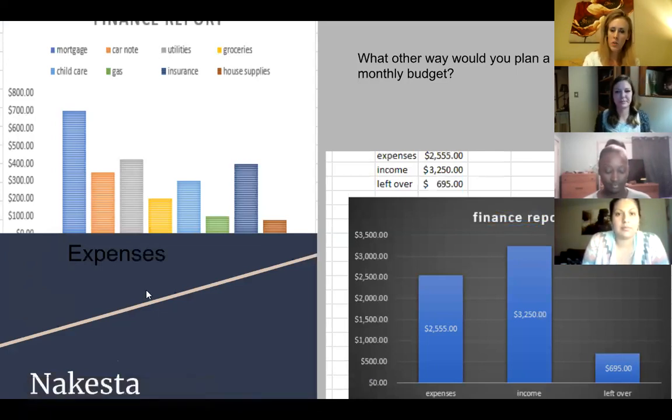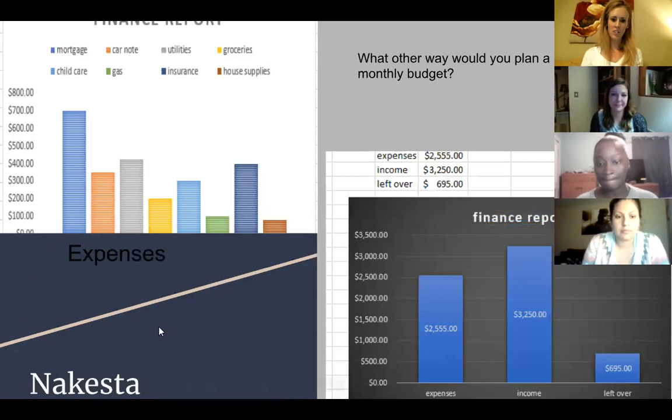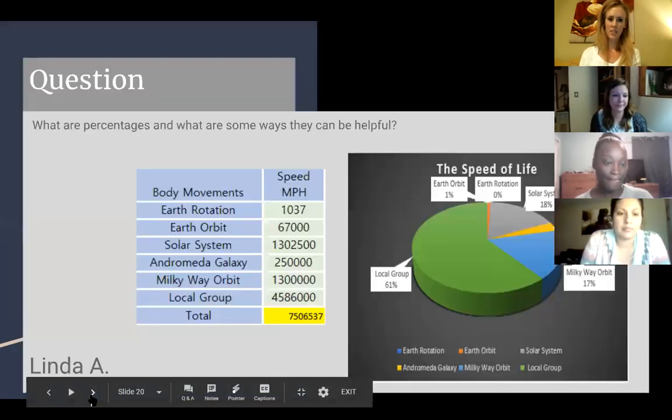What's another way you would plan a monthly budget, Nakesta? Well, when it comes to planning a good budget, I like to make a list of all my expenses. Sometimes I overestimate my expenses to make sure I'm over and not under. Then I make a list of all the income I have coming in. After I'm done, I usually subtract to see what's left over. Gotcha. Makes sense.